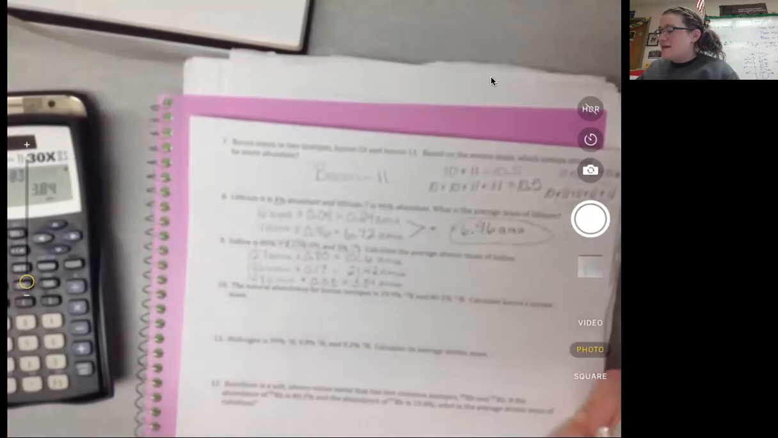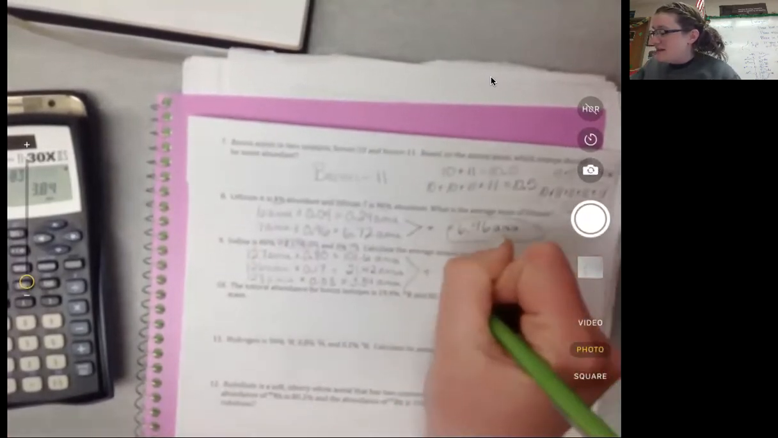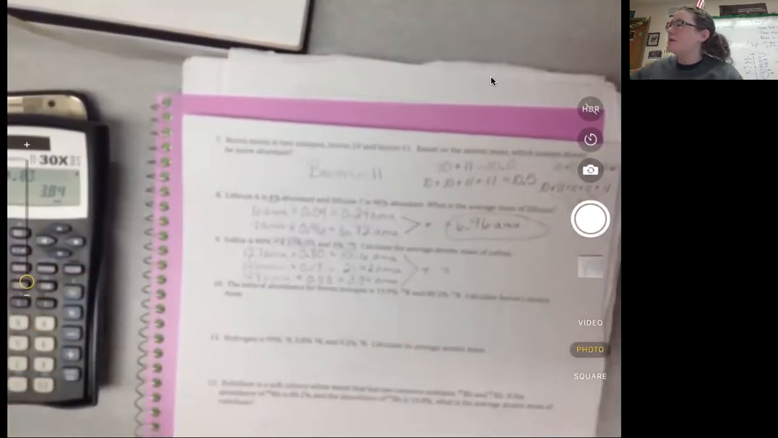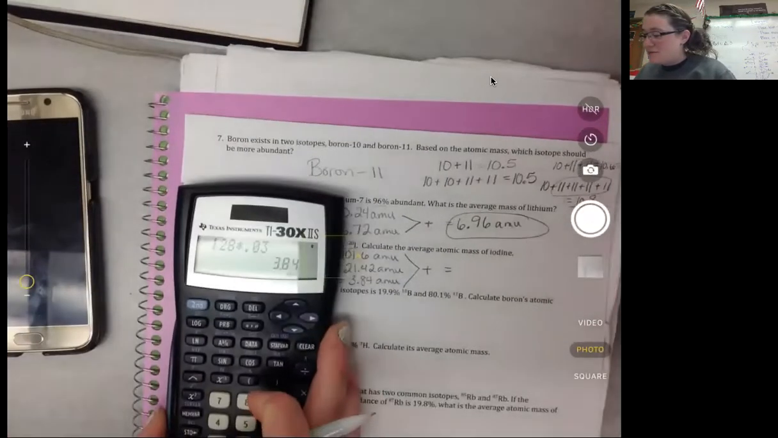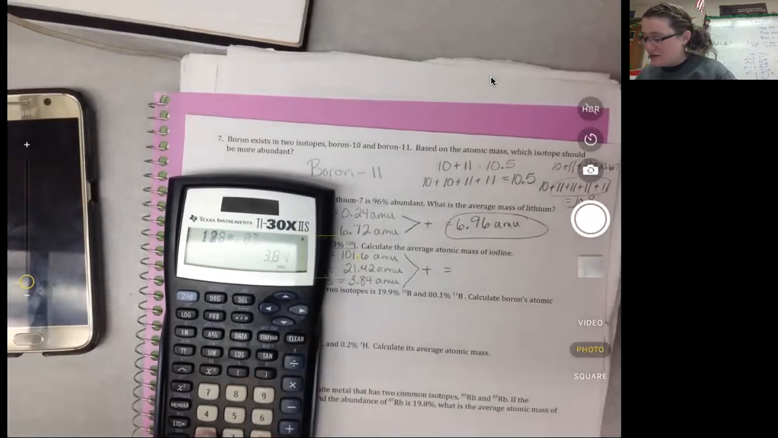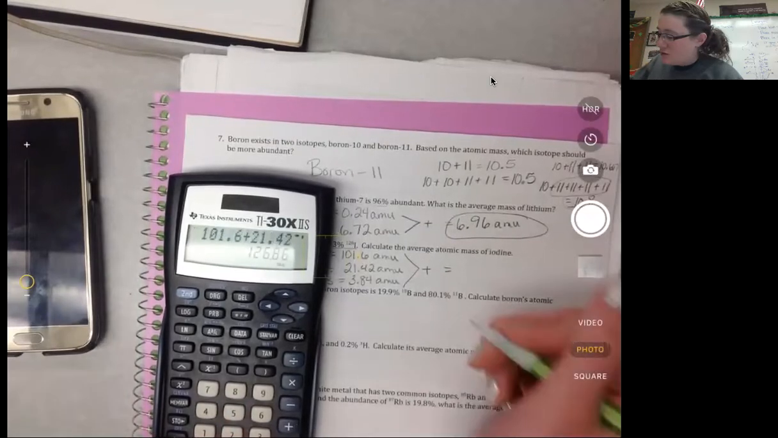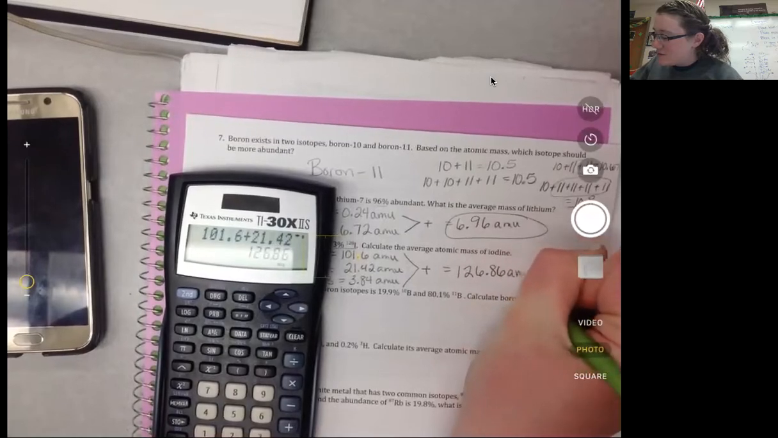My last step then is to go ahead and add all of these together and get my atomic mass. I'm taking 101.6 plus 21.42 plus 3.84. And this is my atomic mass, 126.86 AMUs.